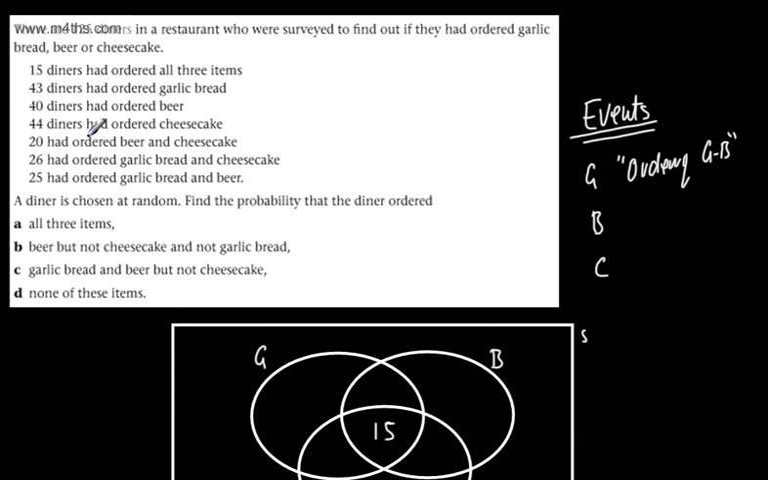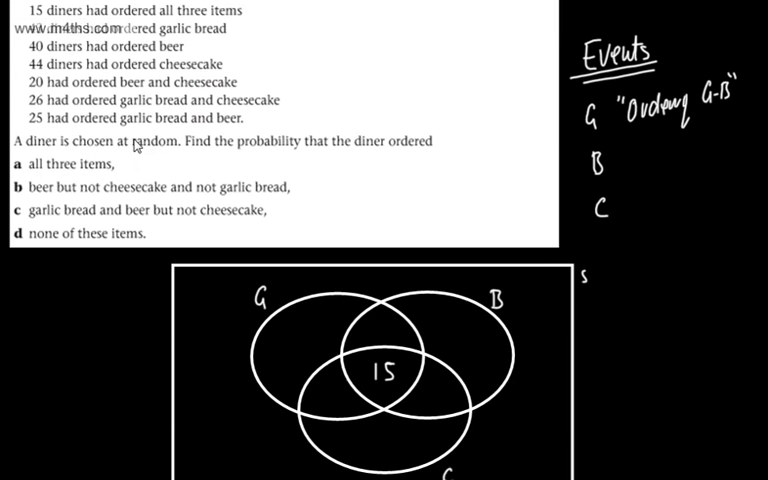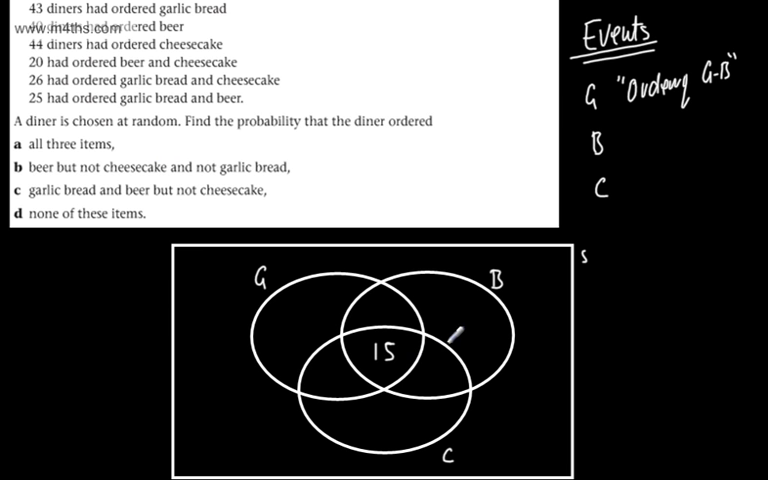20 had ordered beer and cheesecake. The intersection of beer and cheesecake is here. We need to be careful. A common error is to put 20 in here, but we've already got 15 who have all three items. So all I'm going to do is put in 5. So we can see 5 have beer and cheesecake only, and 20 have beer, cheesecake and garlic bread.